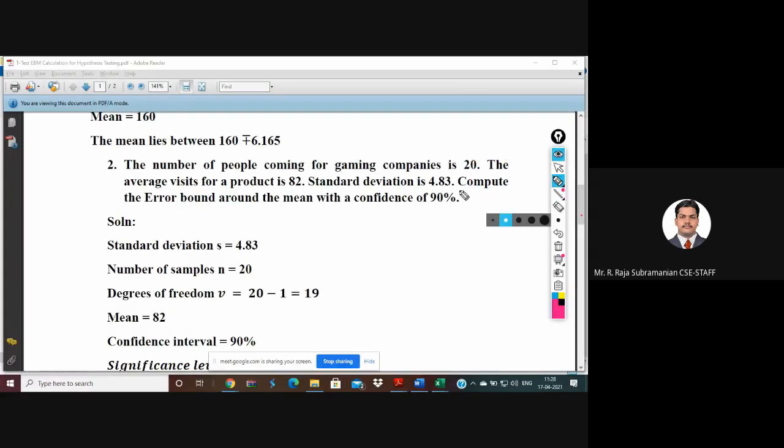So let us come to this question and go to the t-distribution testing. So this is the error bound around the mean. What is the number of observations given here? Say the answer. I didn't show the answer here. Can anyone say what the formula is? What is EBM?